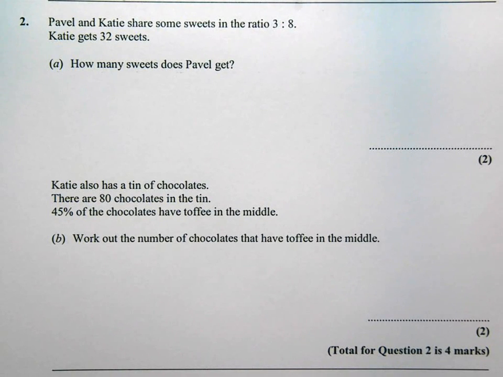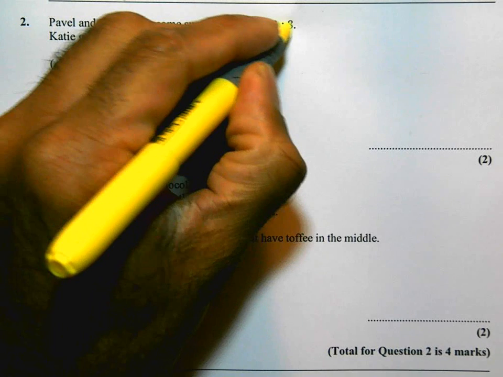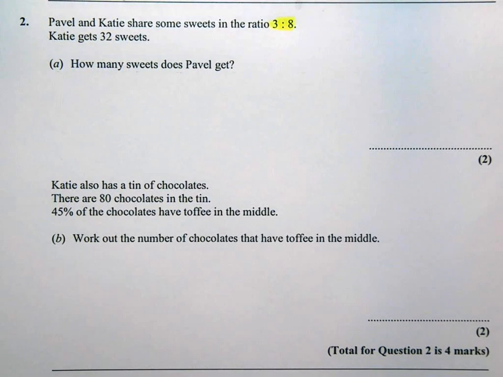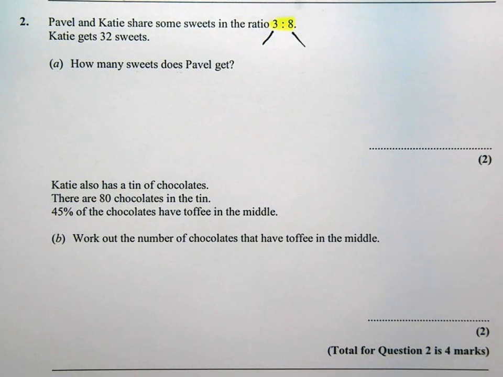This is question number 2 on the November 2013 higher calculator paper. In this question, it says Pavel and Katie share some sweets in the ratio 3:8. I'm not going to go any further, right? But what I'm going to indicate before I go forward is what the 3 and the 8 stand for.